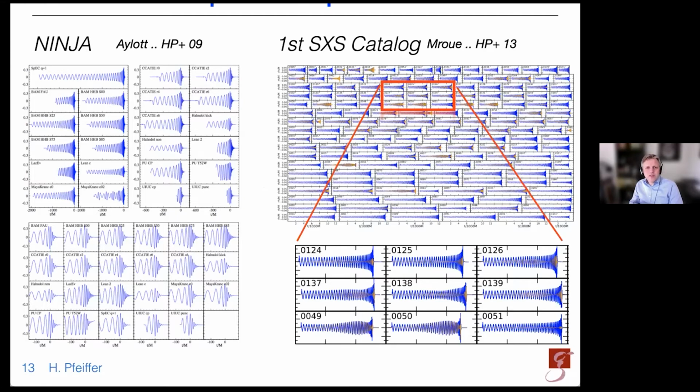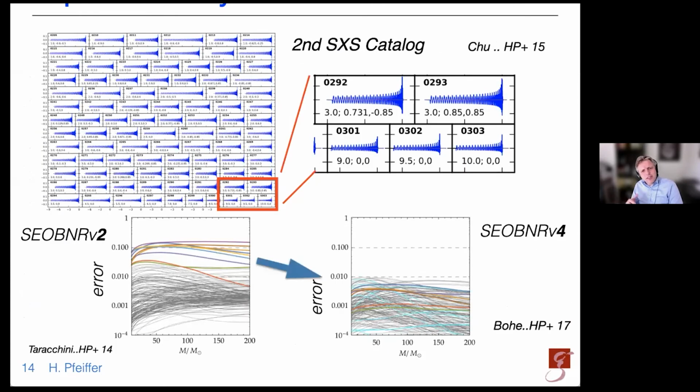The right panel here illustrates our first SXS catalog in 2013, where from 20 simulations, we came up to 150 simulations. And we have already to show an inset if you want to actually see all the different gravitational wave cycles anymore, because the simulations also become longer. And these simulations then are used to improve analytic waveform models. An earlier EOB waveform model version 2 got replaced by an EOB model version 4, with the errors becoming smaller by about a factor of 10.